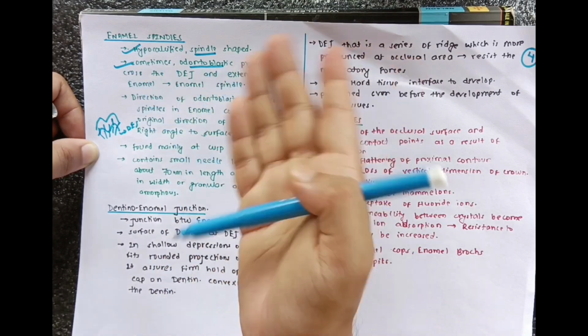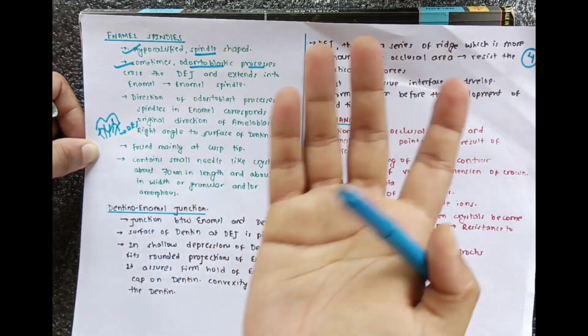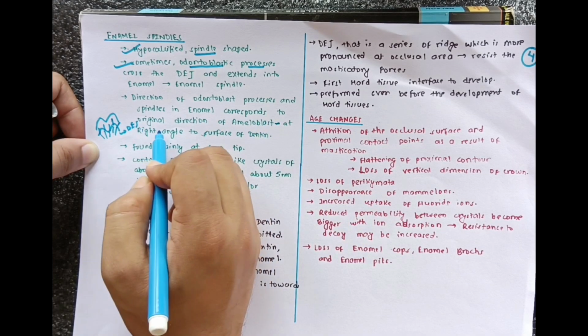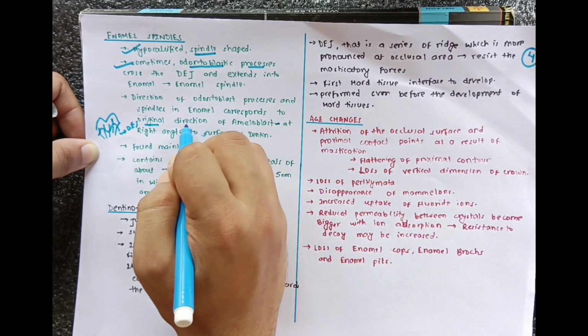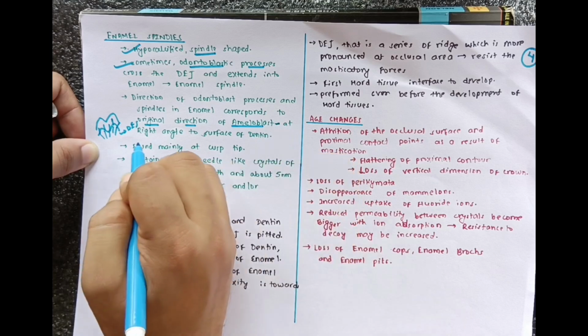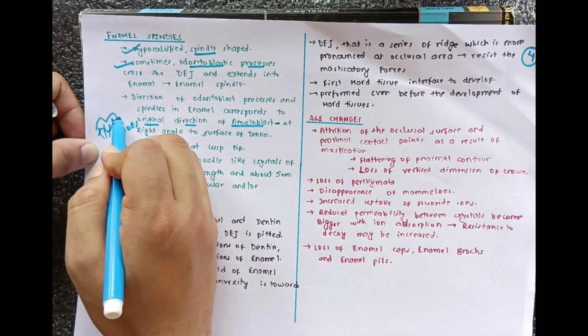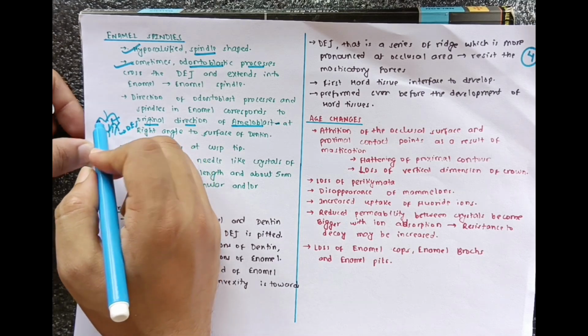So the direction of the enamel spindle is simply the direction of the odontoblast, as it is the extension of the odontoblast, and it is a spindle in enamel. That corresponds to the original direction of the ameloblast, and that is normally at right angle to the surface of the dentin. So it is at right angle to the surface of the dentin.